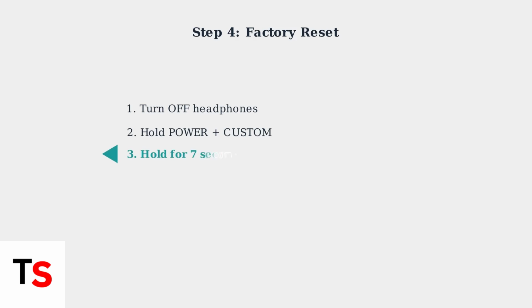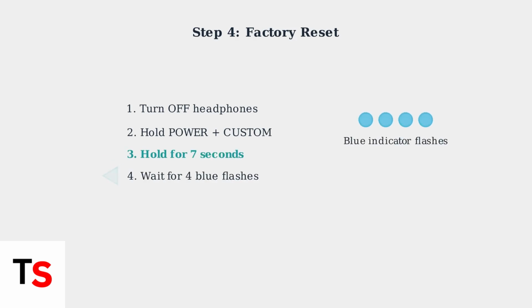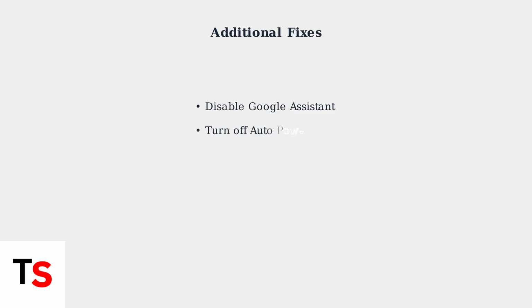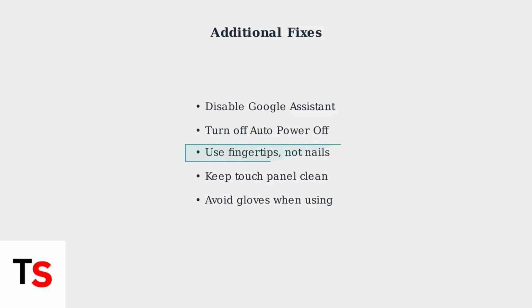For the most thorough reset, perform a factory initialization. Turn off the headphones, then press and hold power and custom buttons for 7 seconds until you see 4 blue flashes. Finally, try these additional fixes. Disable Google Assistant in the app settings, turn off automatic power off, and ensure you're using the touch panel with clean, dry fingers rather than fingernails or gloves.